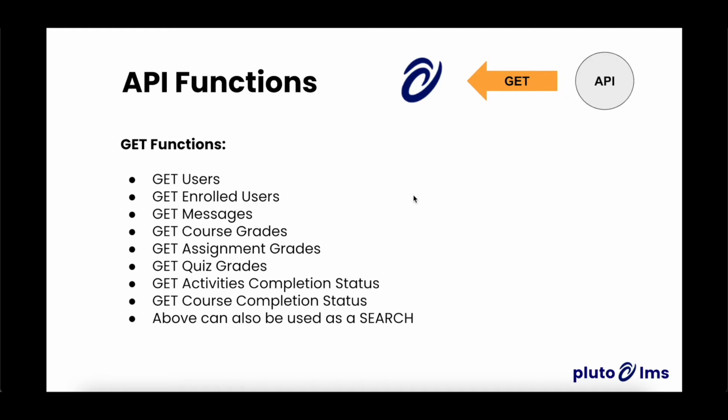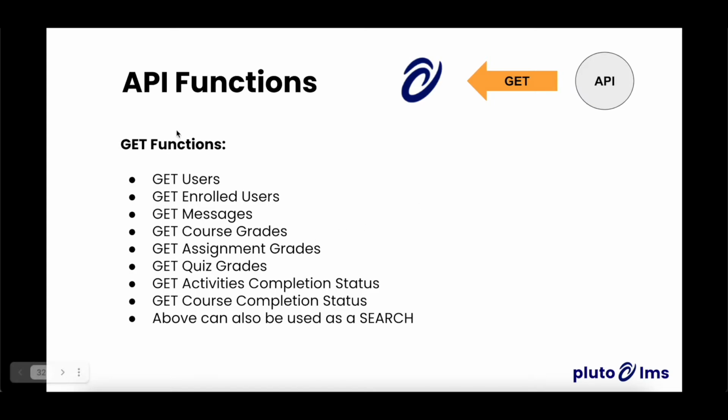You can get messages from the system. If you want to see messages across your system, you can pull that. Of course, you can get course grades, assignment grades, quiz grades, so some of your assessments in the platform. And quite importantly, you can also track status. So you can monitor whether certain activities have been completed or not, if they're in progress, if they're complete, or if they've not started, as well as your overall course completion status. So you can see whether or not the student has completed their course. You can pull that information.